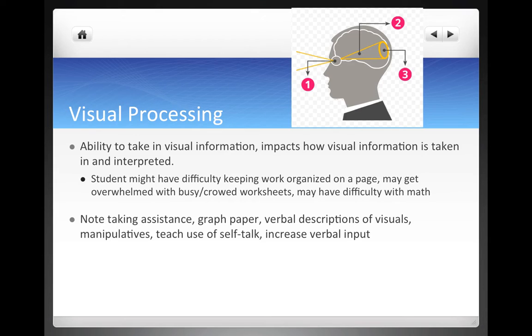Visual processing is another example. This is the ability to take in information from your eyes. So not only take the information in, but how do you view it and interpret it? So students with visual processing issues may have difficulty keeping their work organized on a page.